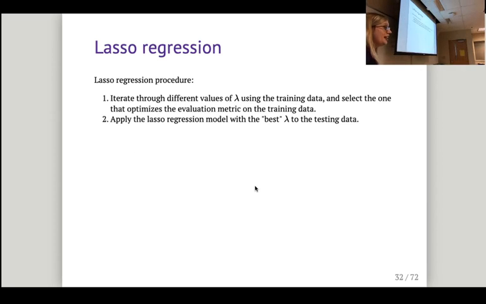The procedure is exactly the same. We'll iterate through different values of lambda on the training data, try to optimize that evaluation metric on the training data, and then apply the lasso regression model with the best lambda to the testing data.